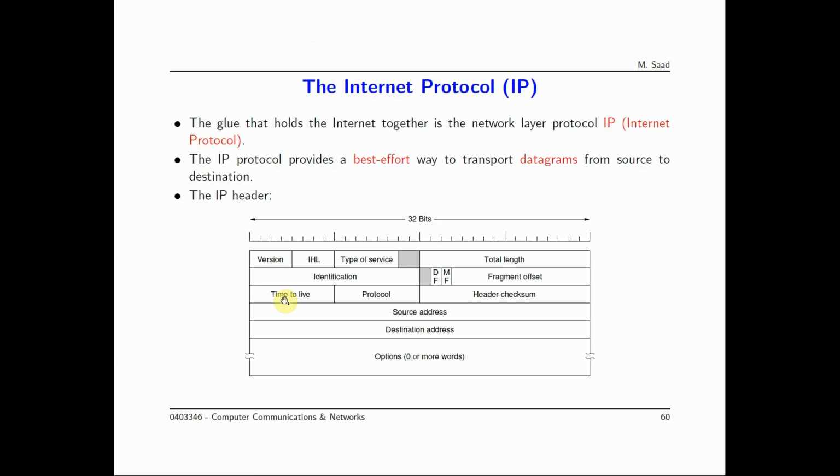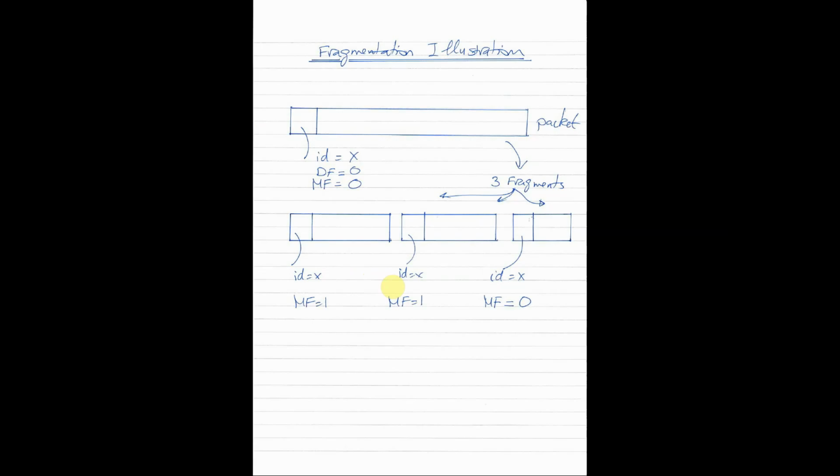Now, let me start with identification. This identification field identifies which original packet the fragment belongs to. So going back here, since the original packet has identification equal to X, it means each one of the 3 fragments also needs to have identification equal to X. So these values are all the same. So if someone receives the 3 fragments, they would know these fragments belong together.